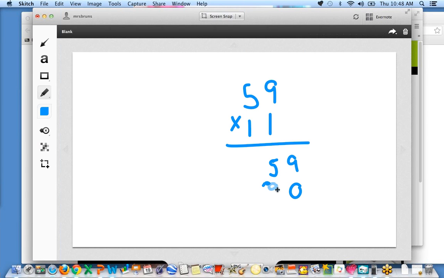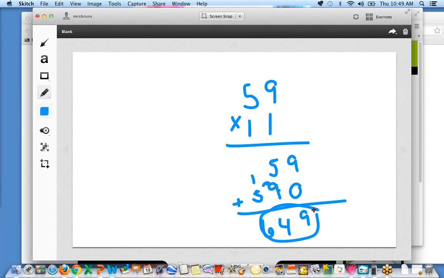Oh, stupid pen. All right. And 1 times 5, again, would be 5. Sorry, that's extremely sloppy. I'm going to find something better to write on next week, I promise. 9 plus 0 is 9. 5 plus 9 is 14. Carry my 1. 1 plus 5 is 6. So my answer is 649.